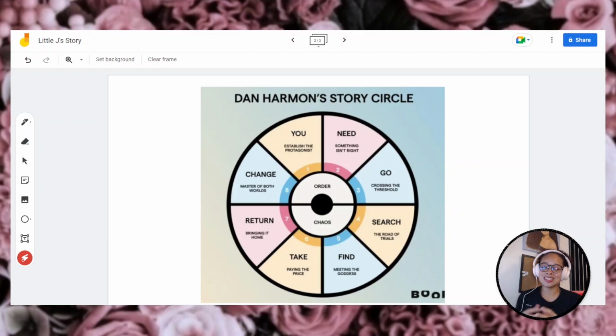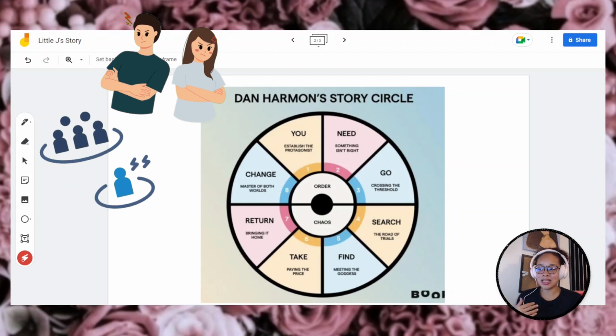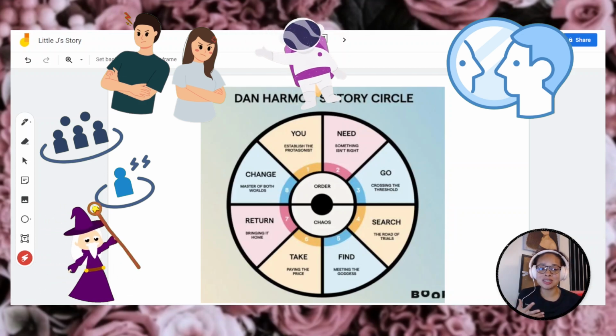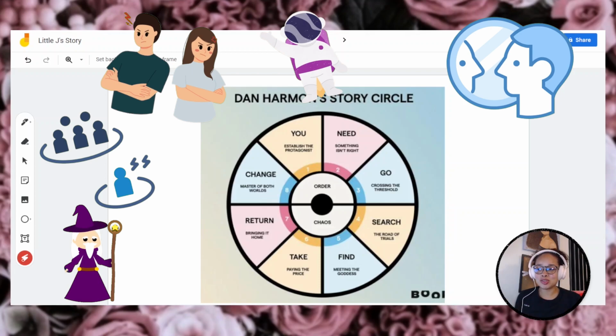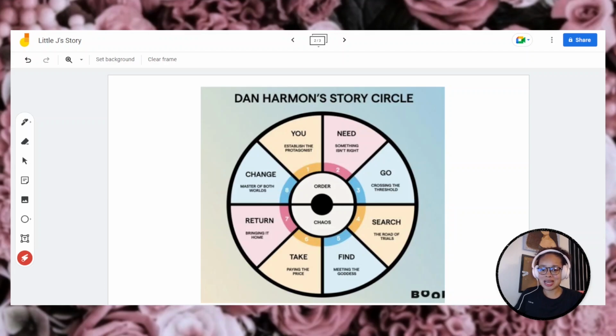There are some common conflicts in literature. It could be character versus character, which is very straightforward, a protagonist versus an antagonist. It could be the character versus their society. It could be the character versus themselves, like some kind of change or development that occurs within themselves. Think of a coming of age type of story. A character versus the supernatural, that's your sci-fi type of story. Character versus fate.